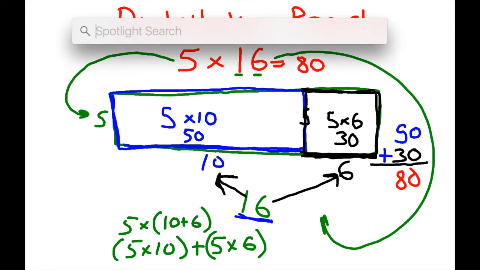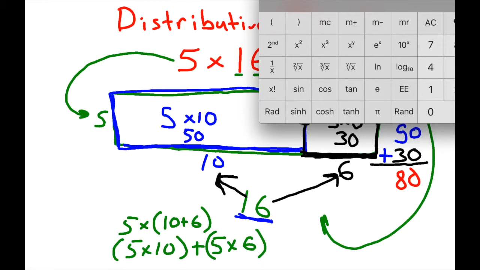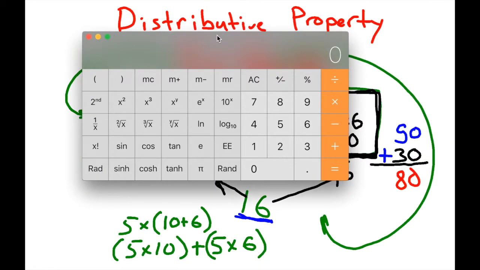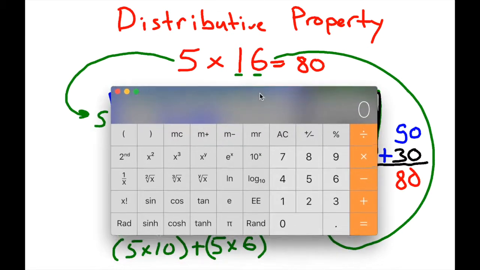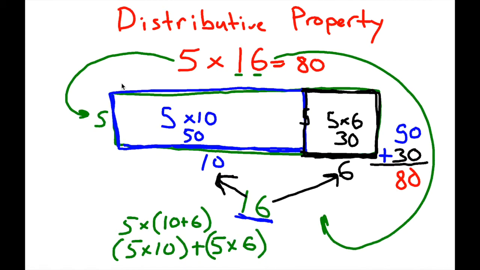I always like to prove things, so we'll check this out here with the calculator. All right, try and make this visible for you. 5 times 16 equals 80. And that's just a nutshell of the distributive property. That's the whole reasoning and how it works behind rectangles and using rectangles for multiplication and distributing properties out.